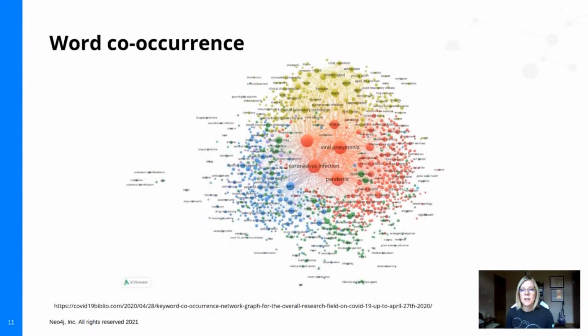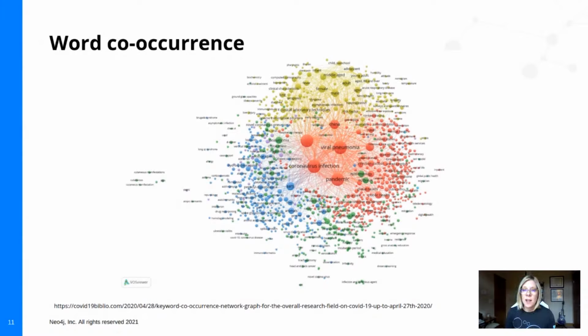Word co-occurrence. This is an example of a whole huge corpus of peer-reviewed research articles. And what they're doing is they're looking at which words are most popular. Those are seen as the large nodes, such as coronavirus infection and pandemic. And then they're all connected to each other based on, say, coronavirus being connected to pandemic. Those two words occurred a lot in articles with each other. And we see the colors indicate groupings of topics.